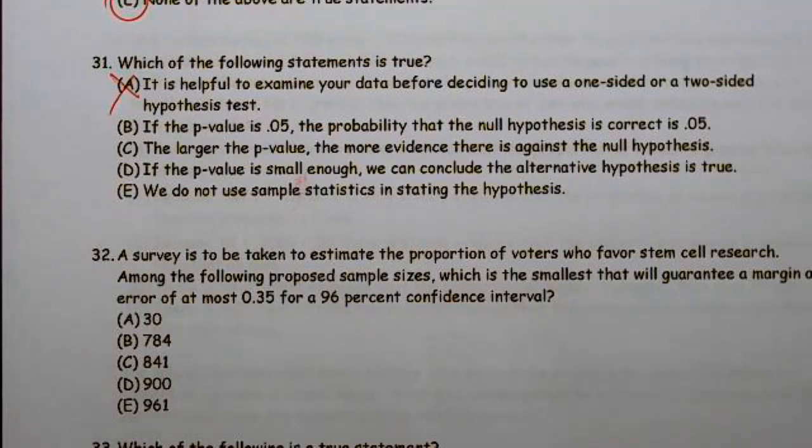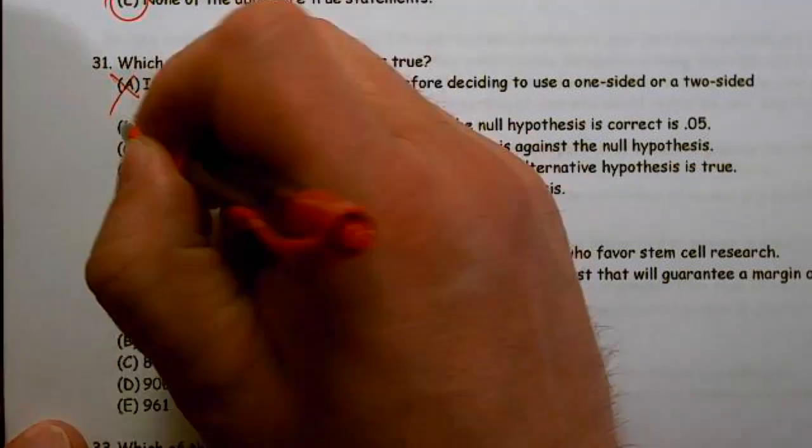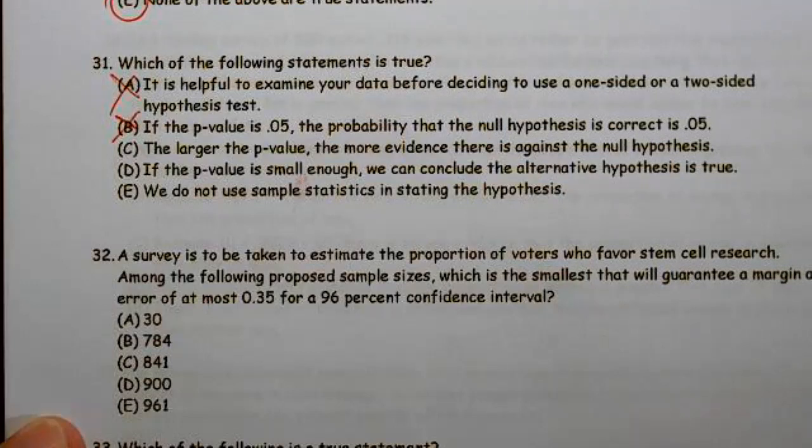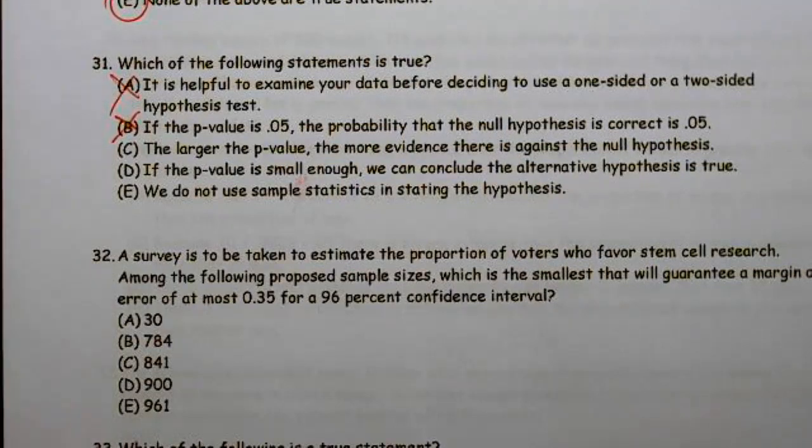If the p-value is 0.05, the probability the null hypothesis is correct is 0.05. No, the p-value is given that the null is correct. There's a 5% chance we get a sample like this. So it's a conditional. It's not, hey, the probability is this. No, it's given that the null was true, this is the likelihood we'd get a sample that looked like this.